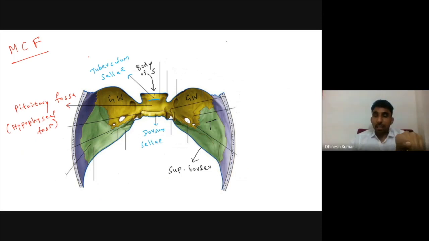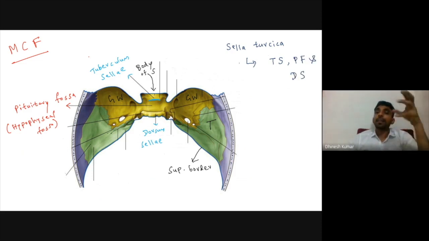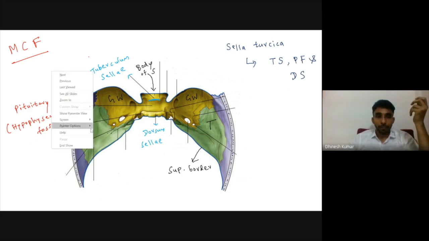These three structures are collectively called the sella turcica. Sella turcica is the name given for all these three structures together. What are the three structures? Tuberculum sellae, pituitary fossa, otherwise called hypophyseal fossa, and dorsum sellae. All these three are collectively called the sella turcica.